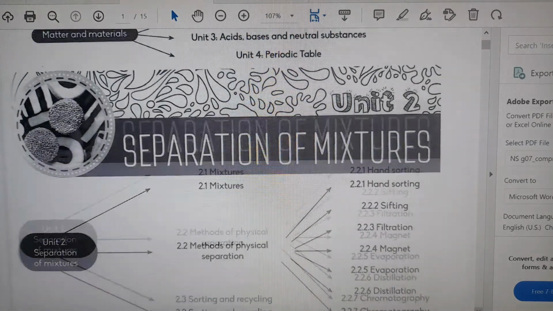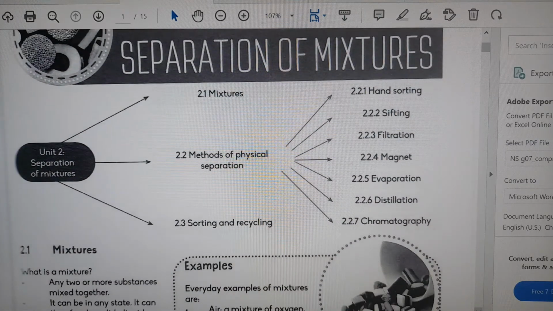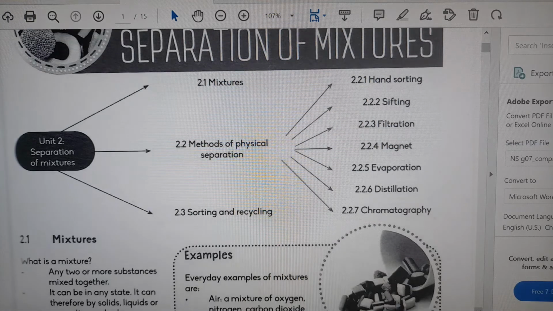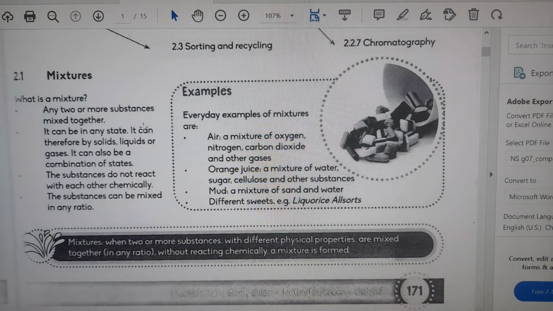We are looking at separation of mixtures. This is broken down into 3 subdivisions, and subdivision number 2 has got 7 subdivisions. But we are going to look at all these methods. So what is a mixture?